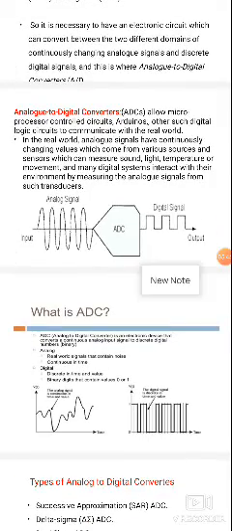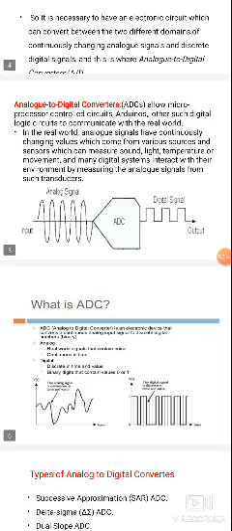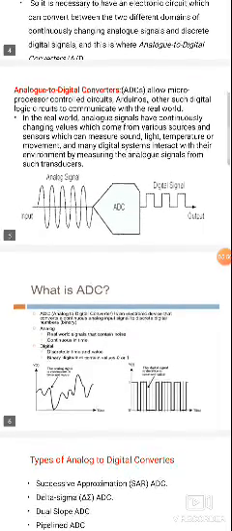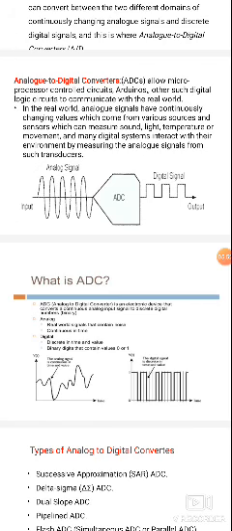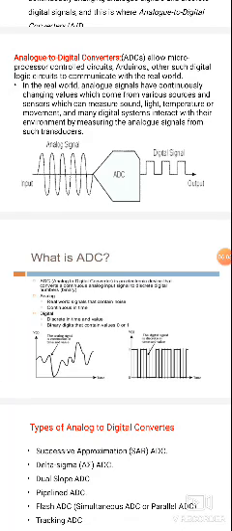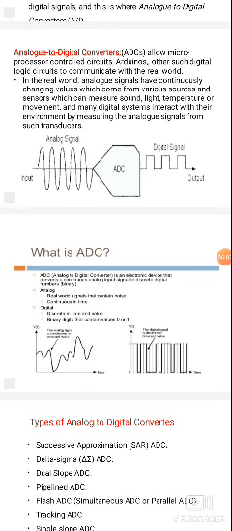Next, digital logic circuits communicate with the real world. In the real world, analog signals are continuously changing values which come from various sources and sensors that can measure sound, light, temperature or movement, and many digital systems interact with the environment by measuring analog signals from such transducers.